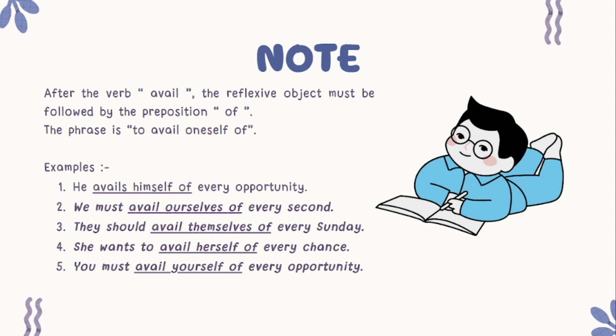Observe it. Next, fifth one. You must avail yourself of every opportunity. You, subject, must, helping verb, avail, main verb, yourself. After the word avail, immediately a reflexive pronoun is written. Observe it. And immediately the preposition of is written.